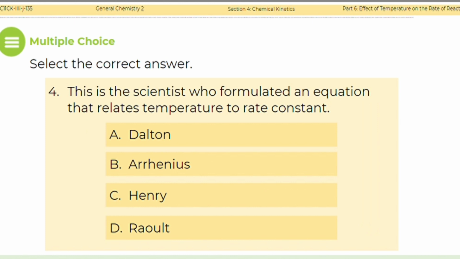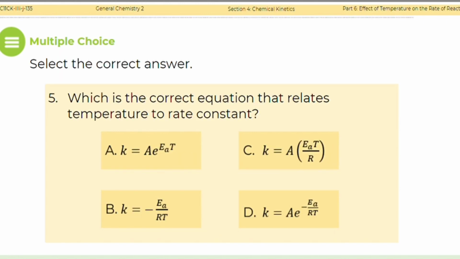Number 4. This is the scientist who formulated an equation that relates temperature to rate constant. Select the correct answer. Number 5. Which is the correct equation that relates temperature to rate constant? Select the correct answer.